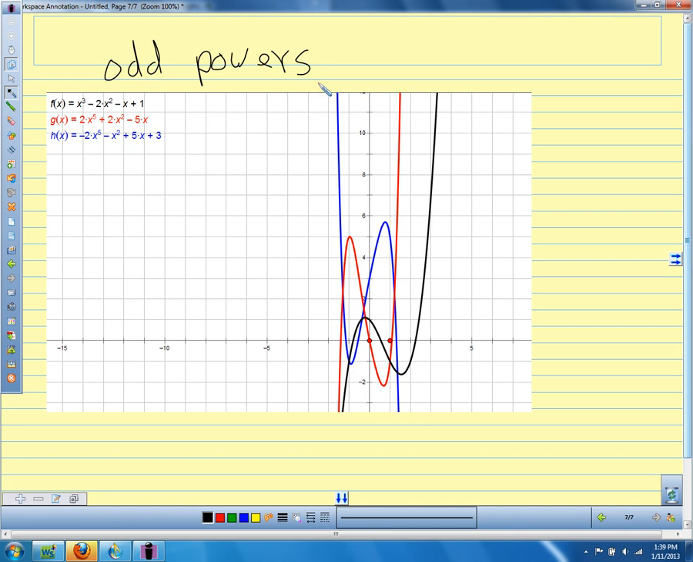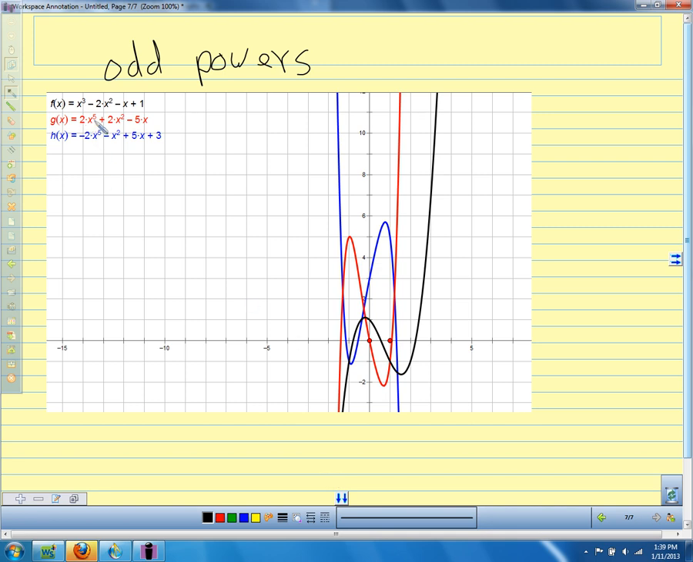All right, let's listen up. The one in black is x cubed minus 2x squared minus x plus 1. So that's this one. Eventually on the right-hand side, it keeps going up, and eventually on the left-hand side, it keeps going down this way.